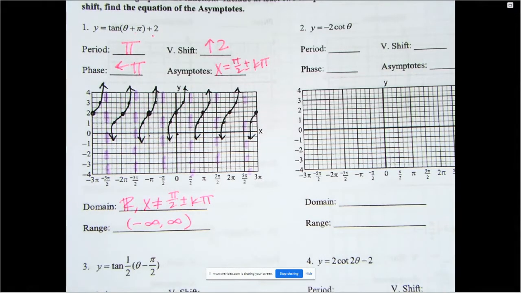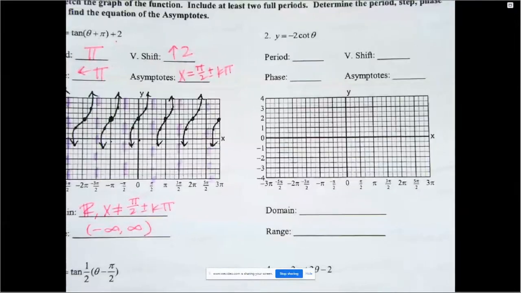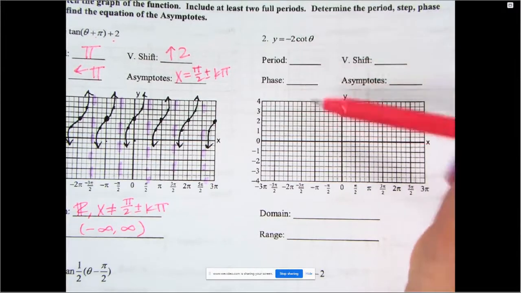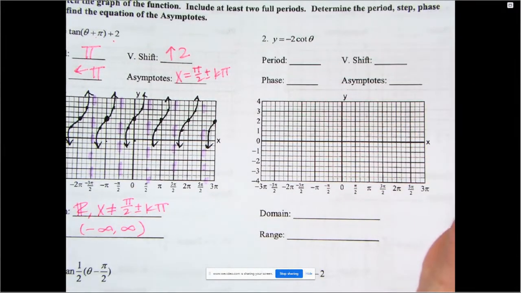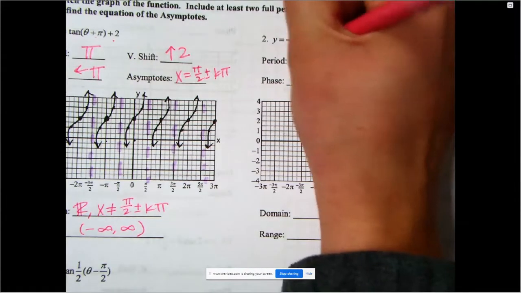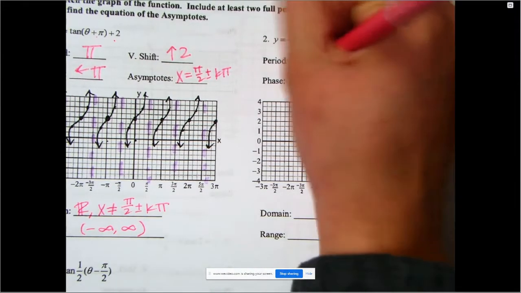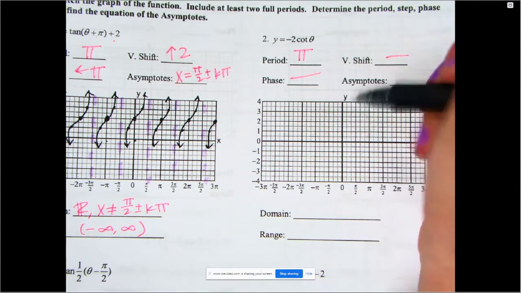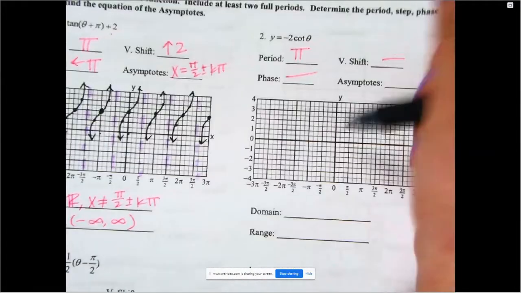Cool. Let's do a cotangent. So given this equation, there's going to be a reflection. So for cotangent, instead of decreasing, we're going to be increasing. And the amplitude changes to 2. So the period is still pi. There's no vertical shift. There's no phase shift. All right. Cotangent normally starts on pi over 2, right? Let's check that. Yes, there's a point on pi over 2.